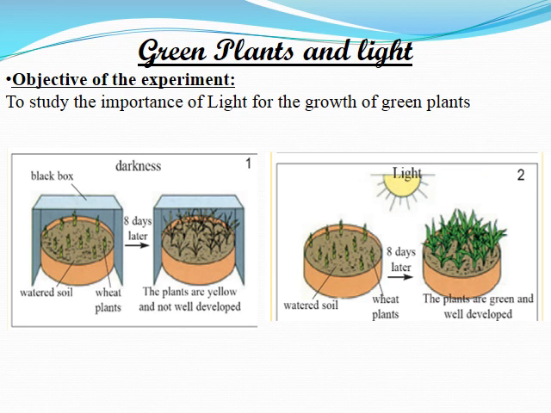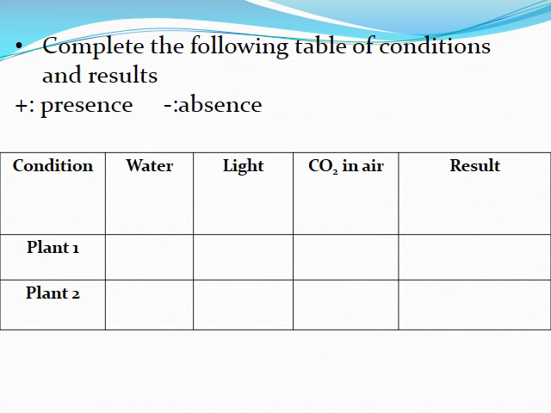Green plants and sunlight. The objective of the experiment is to study the importance of light for the growth of the green plants. First, we have two plants. The first is not exposed to sunlight and the second is. When placed in the black box, the plants are yellow and not well developed, while in the second case, the plant is exposed to sunlight, green and well developed. So the variable factor here is the presence or the absence of sunlight.